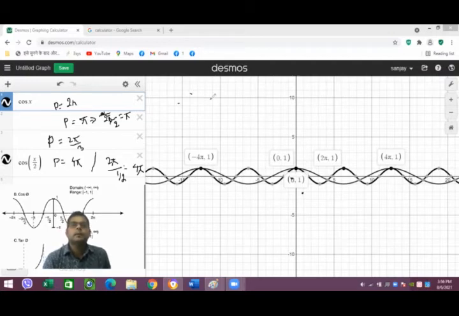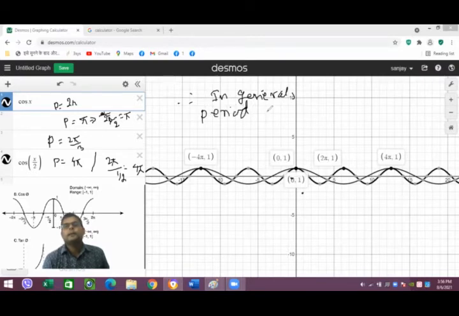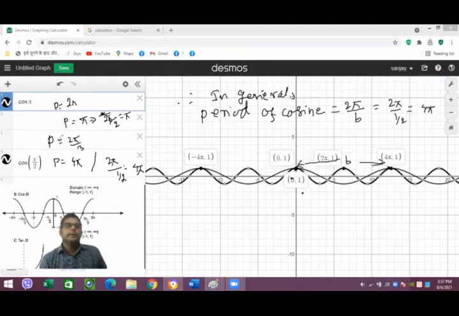So therefore, in general, you can say the period of cosine can be found by 2 pi by b. Okay, so note it down. If there is cos bx, then the period for the cosine function is 2 pi divided by b.